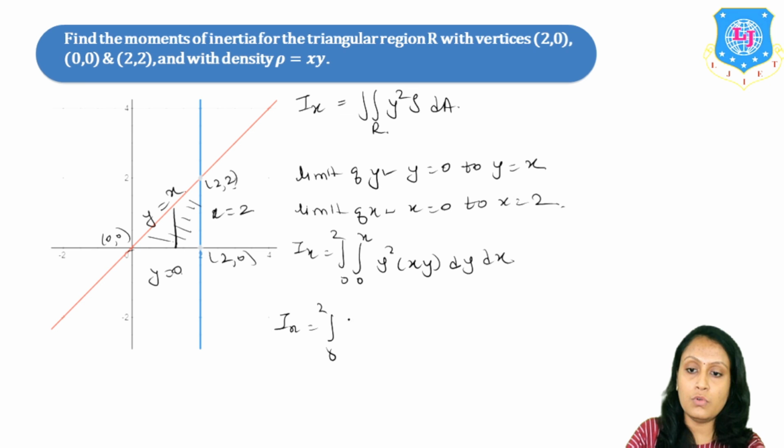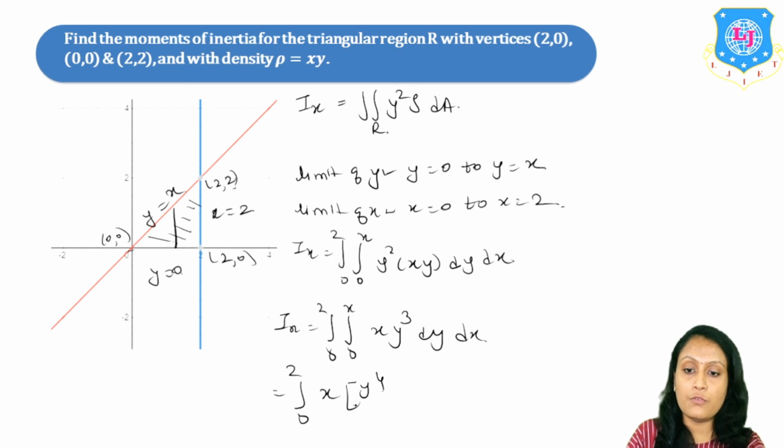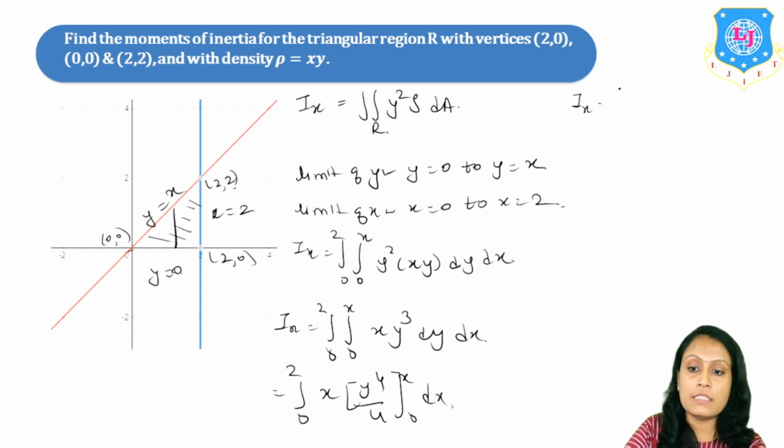integration 0 to 2, 0 to x, x into y cube dy dx. Now let's integrate this with respect to y first. So this is 0 to 2, x as it is, y raised to 4 upon 4, and the limits are 0 to x dx. So Ix is integration 0 to 2. Now substitute the limit and take out 1 upon 4 outside. So this is 1 upon 4, now x raised to 4 into x, so this is x raised to 5 dx.